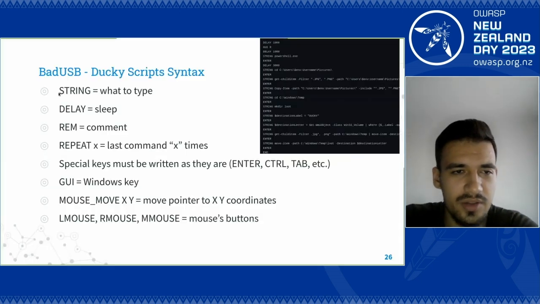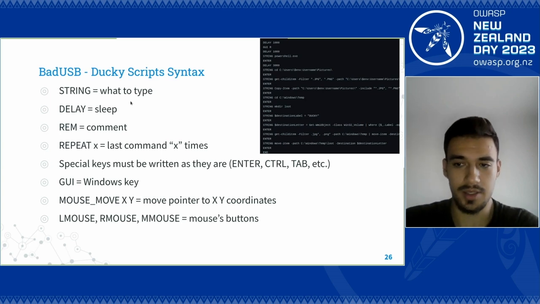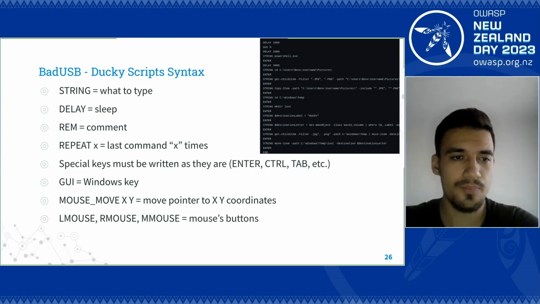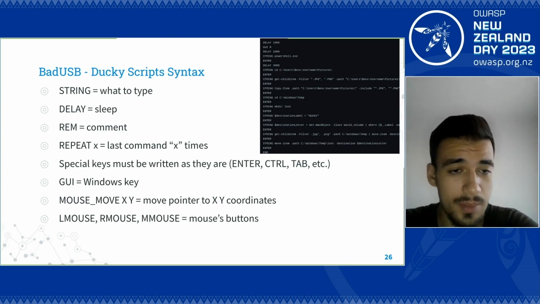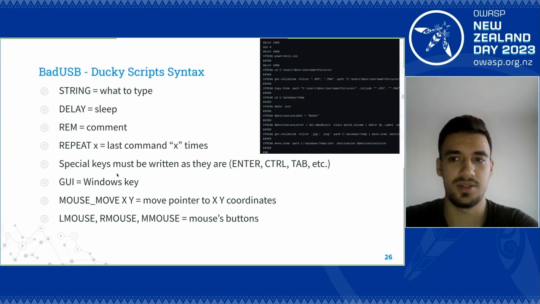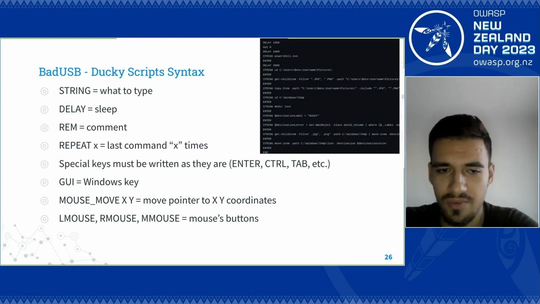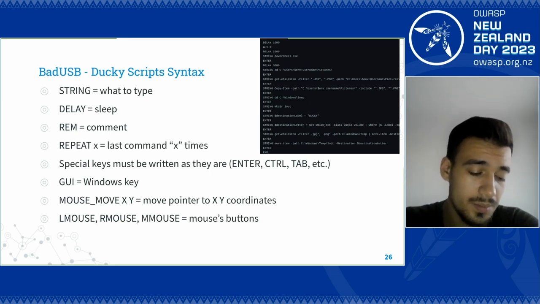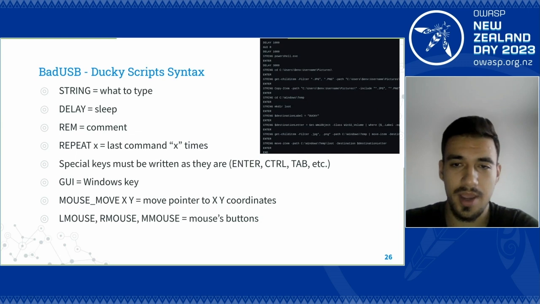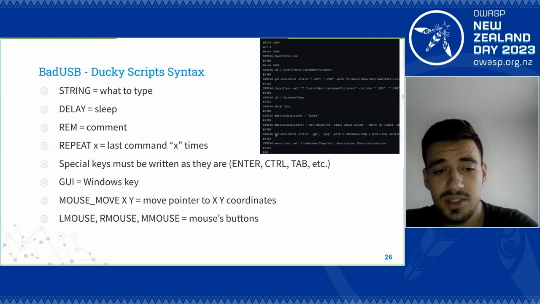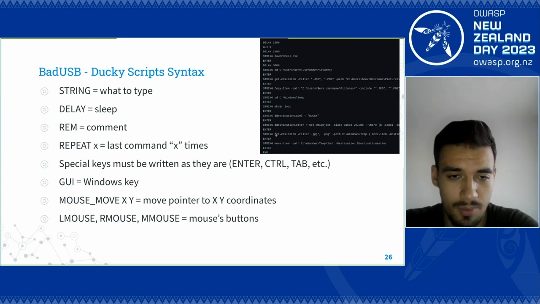So everything that you type after STRING will be typed by your BadUSB on the device that it targets. You have delays, and you can have comments within the scripts. REPEAT X is basically a loop that repeats the last command X number of times. And you also have special keys, and this is very important. If you have Enter on your keyboard, then you need to insert ENTER within your payload, like you see here. You need to type those special keys within your payload as they are on the actual keyboard.